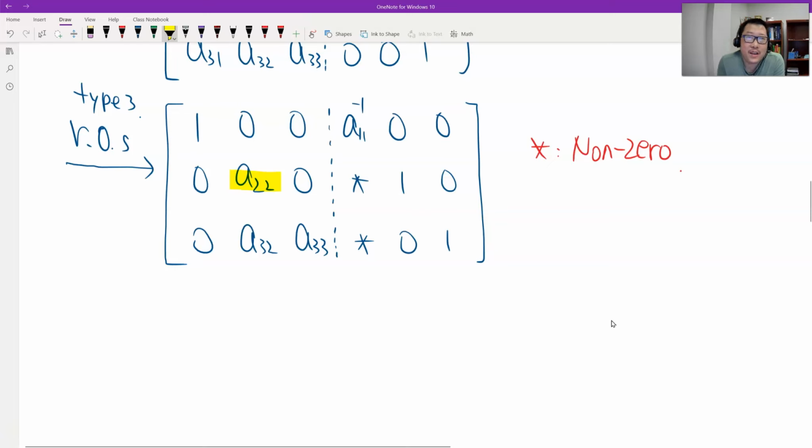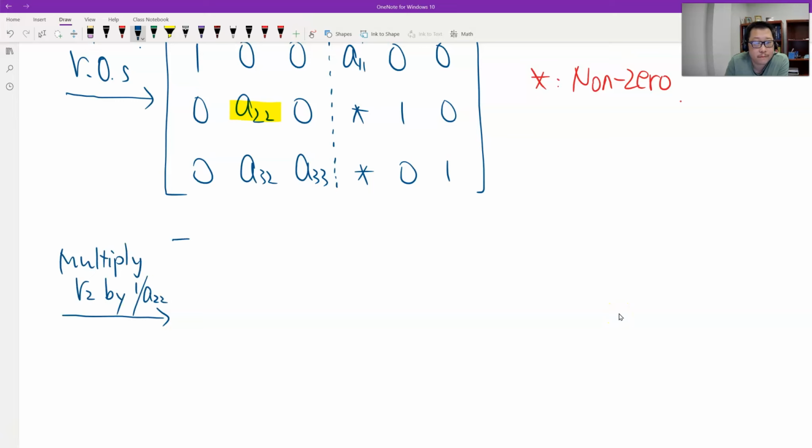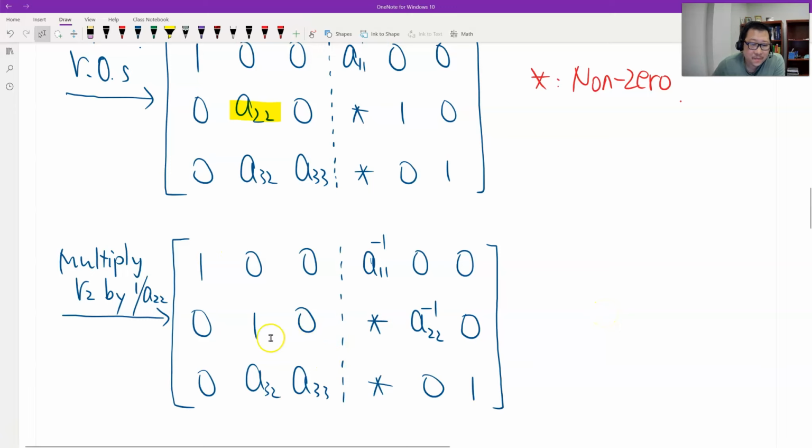We look at this a22, it is not a 0, right? So I can make this into 1. How? I do this row operation. I get this. Is this true? Of course, the third row I will not change. I change the second row. So here is 1, so 1 over a22, which is the inverse of a22. So now, you get it?